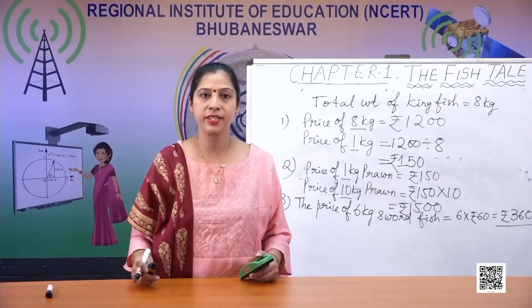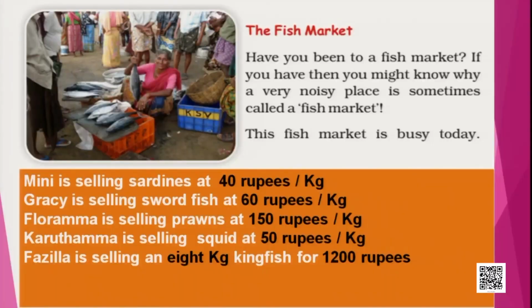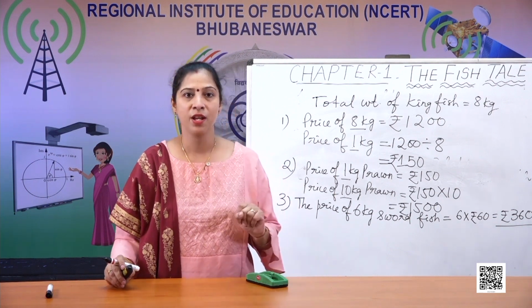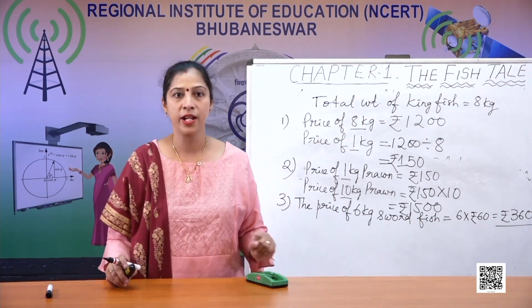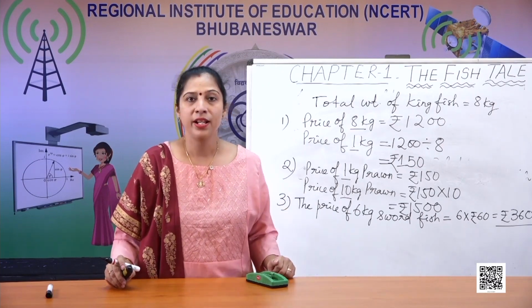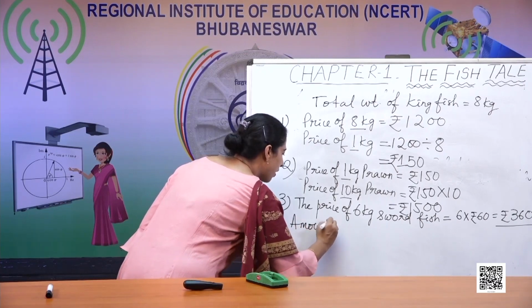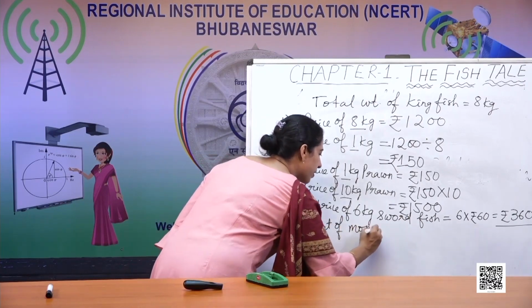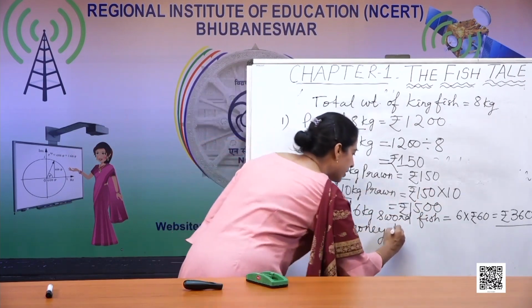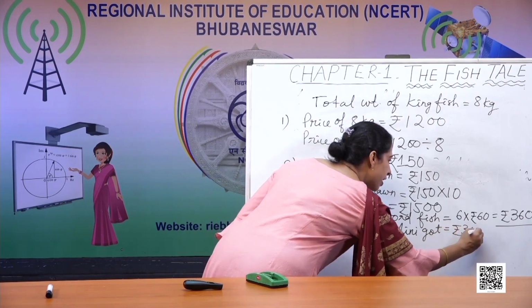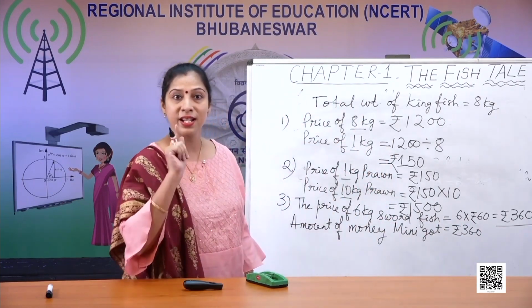And the question is, Minnie also got the same amount of money as Gracie. So that means after selling, Minnie also got 360 rupees. But we don't know how many kg of sardines Minnie sold. So let's find out. The amount of money Minnie got is the same as Gracie, so it is equal to rupees 360. And Minnie was selling what? Minnie was selling sardines.